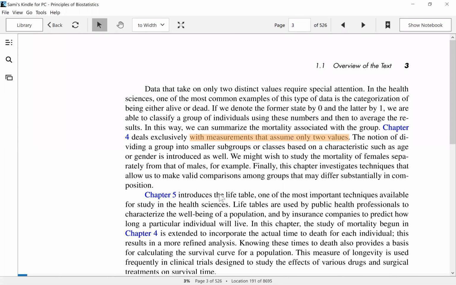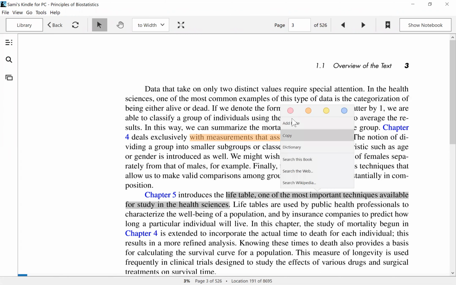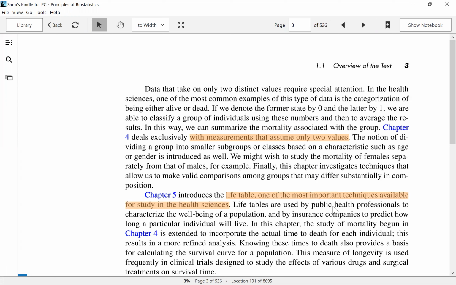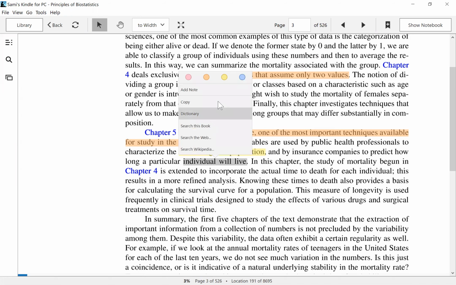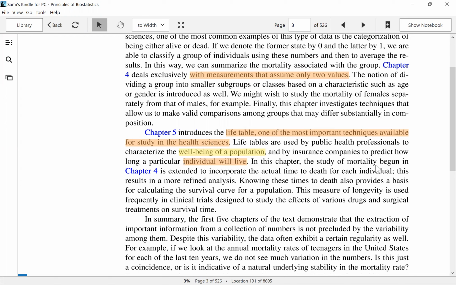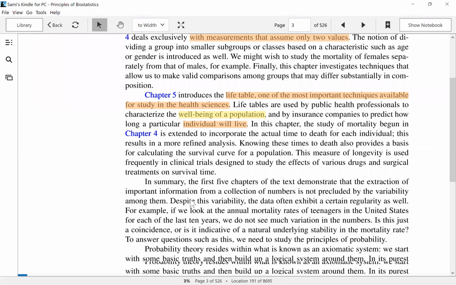Then Chapter 5 introduces the life table, one of the most important techniques available for study in health sciences. Life tables are used by public health professionals to characterize the well-being of the population, and by insurance companies to predict how long a particular individual will live. So in this chapter, the study of mortality begun in chapter 4 is extended to incorporate the actual time to death for each individual. This is what they call survival analysis.